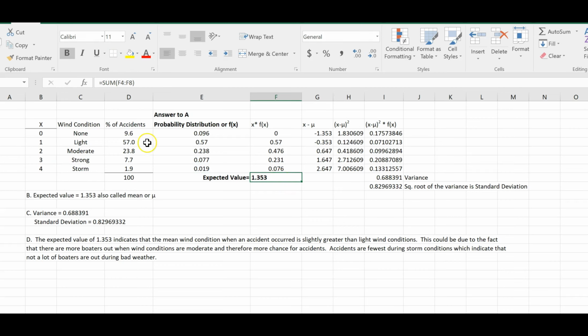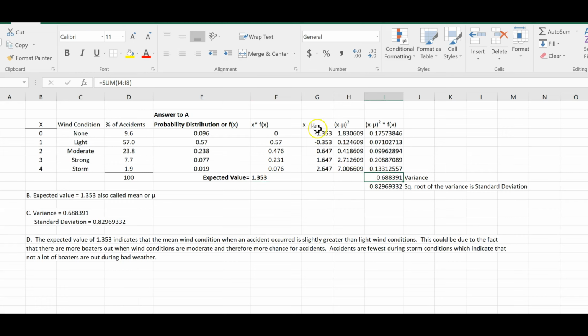Again, that should make sense because about 57% of accidents here are in the light condition, and so we would expect the vast majority to be somewhere between the 1 and the 2, and sure enough, it is 1.353. In order to find the variance, all we're going to do is walk through our steps here.